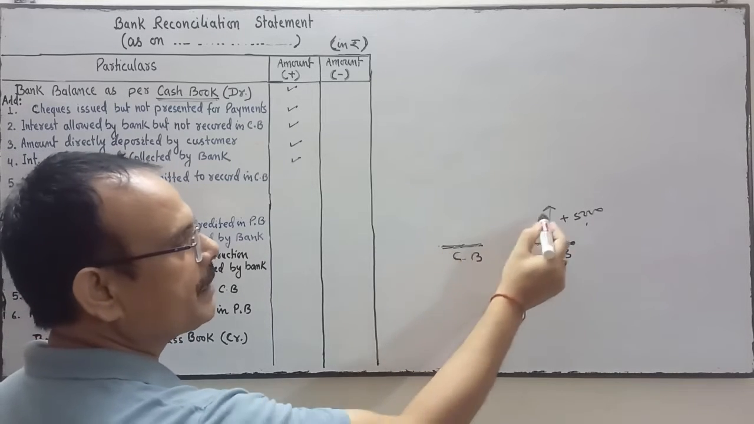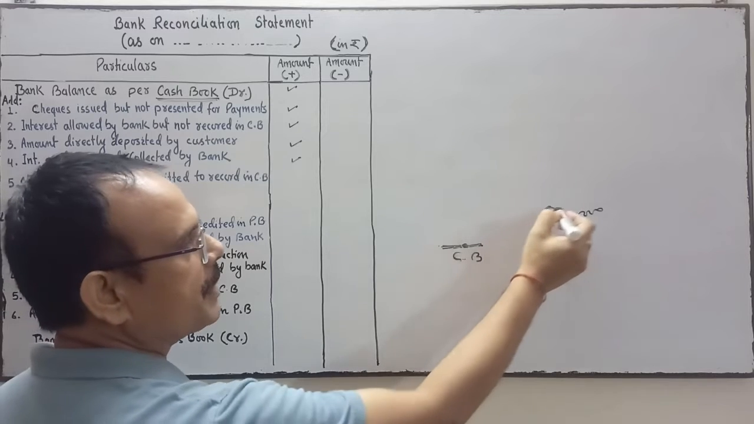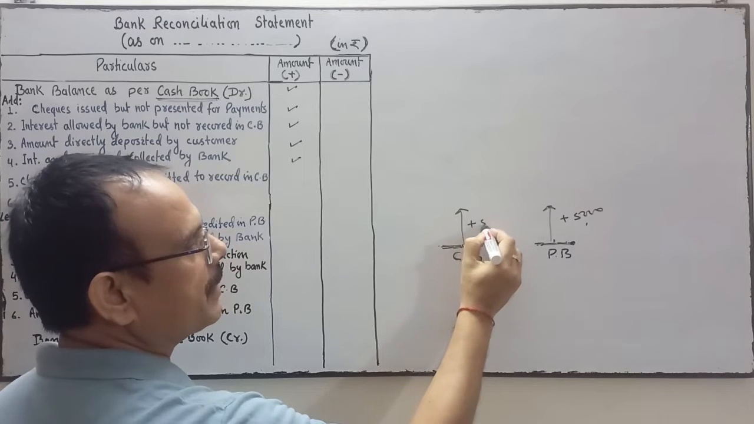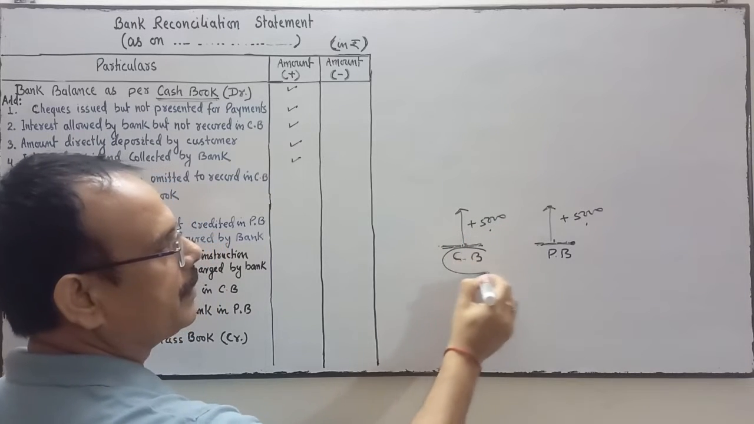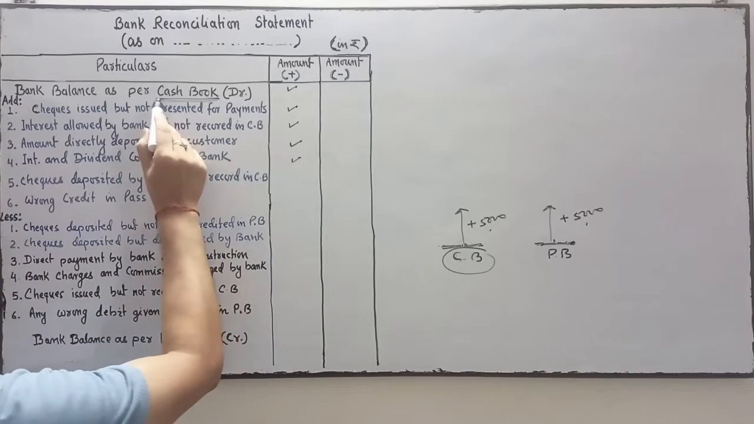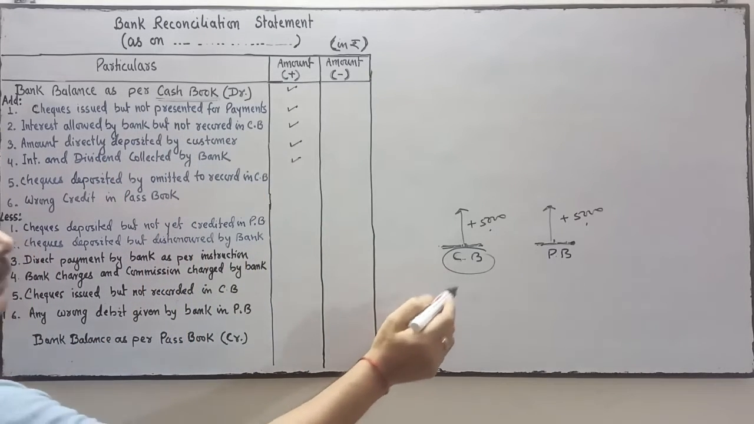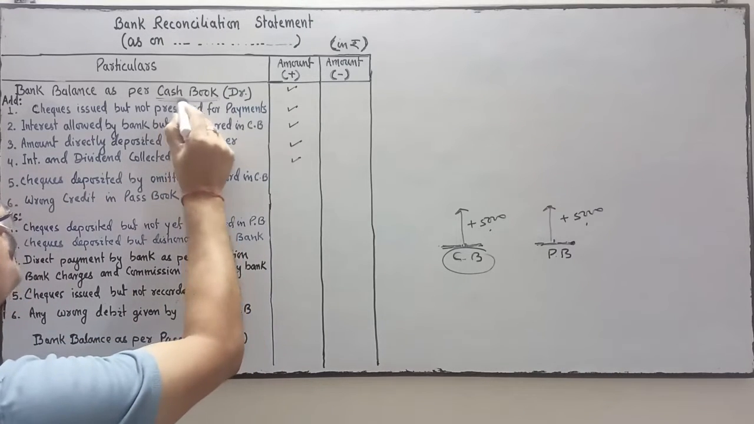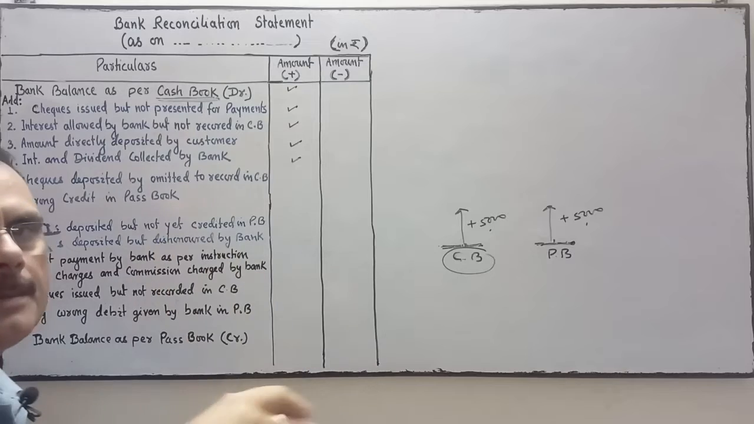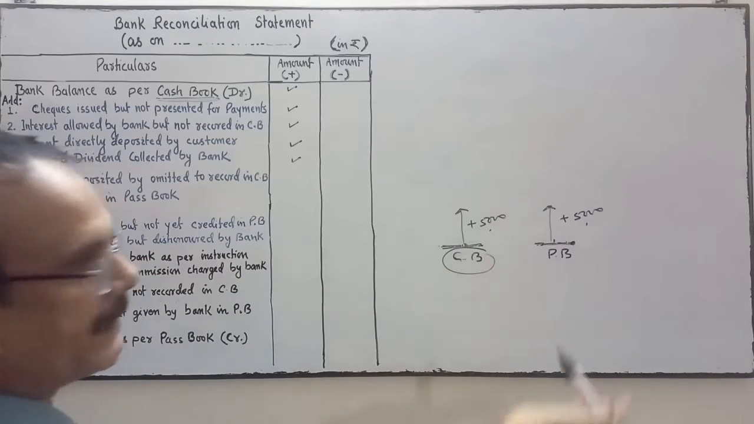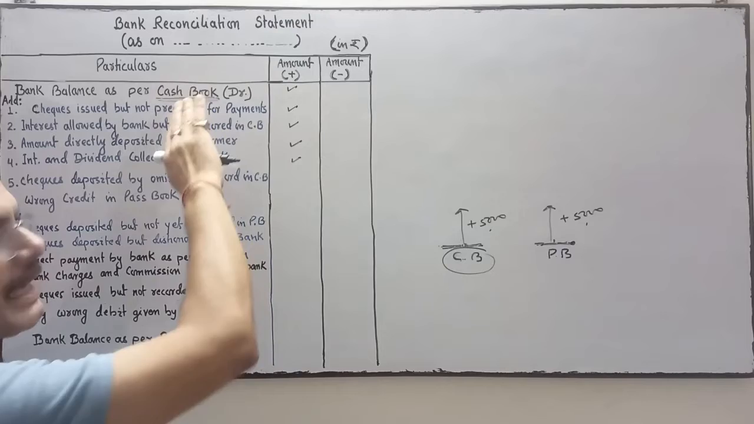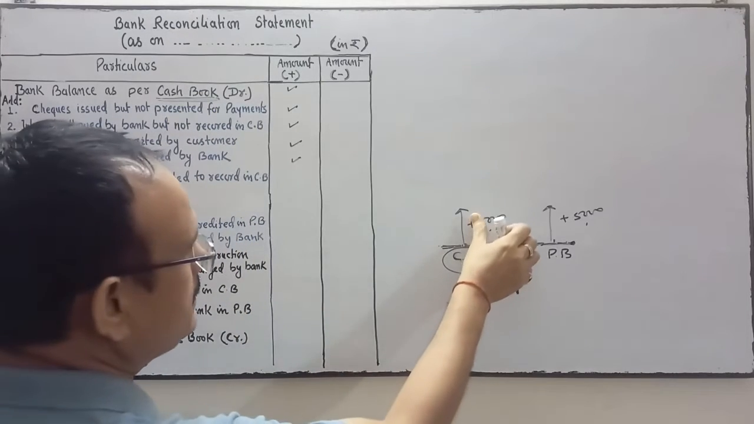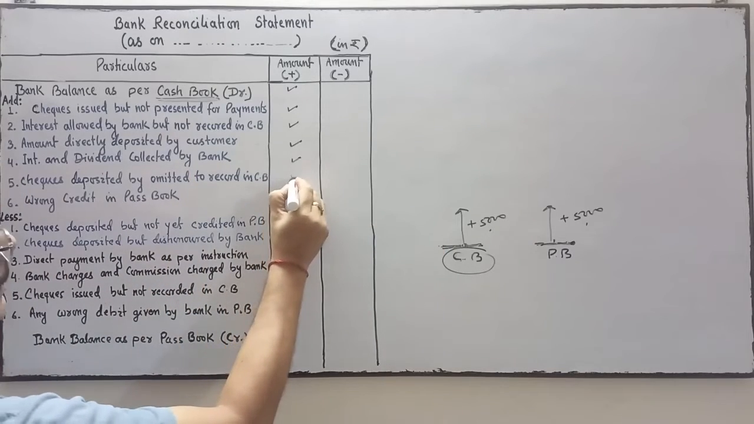Cash book balance is here, passbook balance is here. To make the balance equal, we will add rupees 5,000 to the cash book side. Only we will use the cash book side to make the balance equal. We are not going to use the passbook side because we start with the cash book balance. If we start with the passbook balance, then we will use the passbook side. But if you start with the cash book balance, then use the cash book side. Is it clear? So 5,000 will be added here.